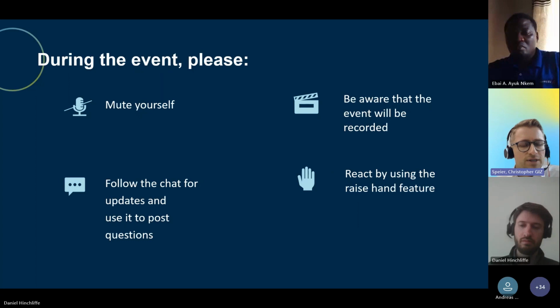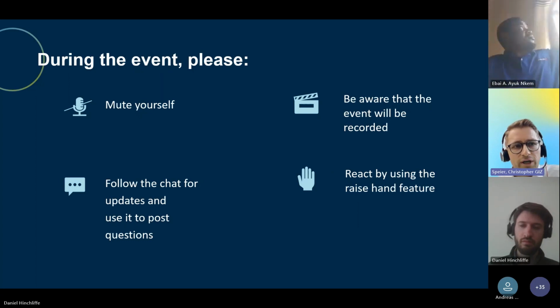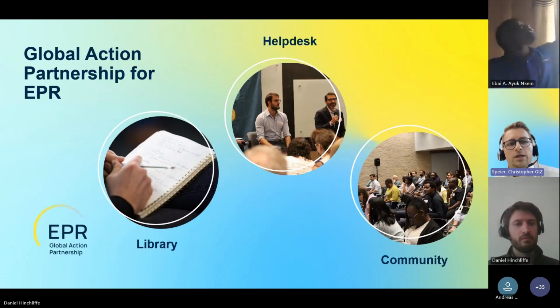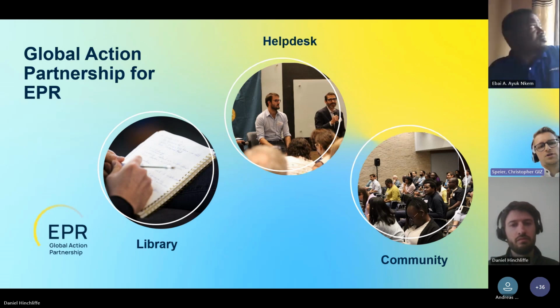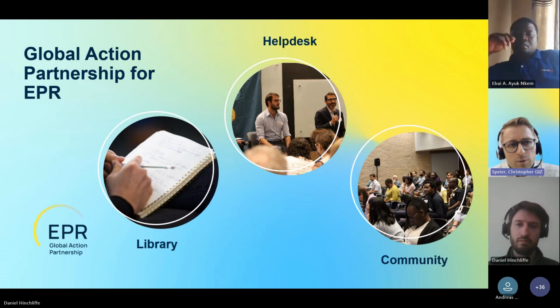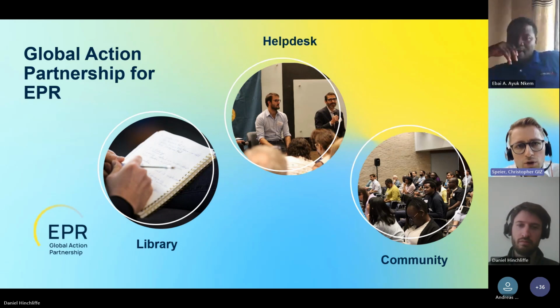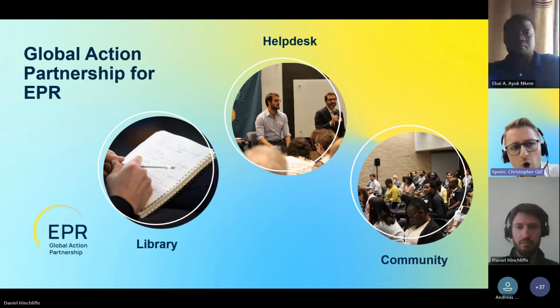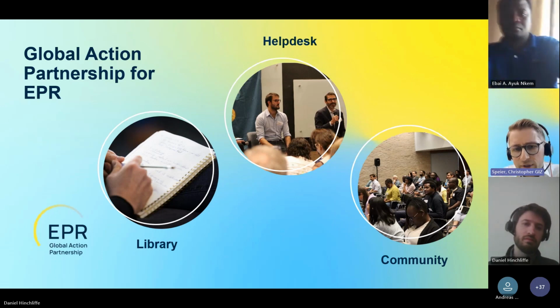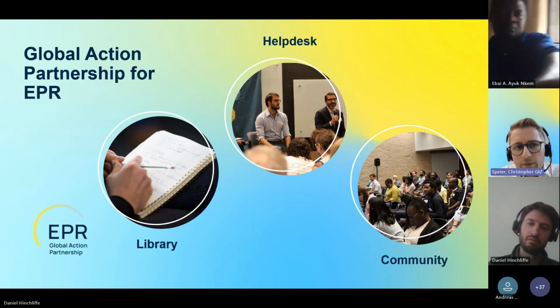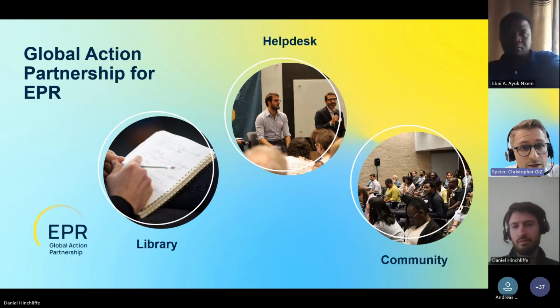Before we start, this is a GAP for EPR event, so let me quickly introduce the new Global Action Partnership we have. GRZ, WWF, and OECD have partnered to establish the Global Action Partnership for Extended Producer Responsibility, short GAP for EPR, hosted by the Prevent Waste Alliance. The partnership also receives circular economy support from the Ellen MacArthur Foundation and is in close collaboration with the United Nations Environment Programme on providing technical support to governments and PROs. The GAP for EPR has 3 pillars, which are all accessible on our website.